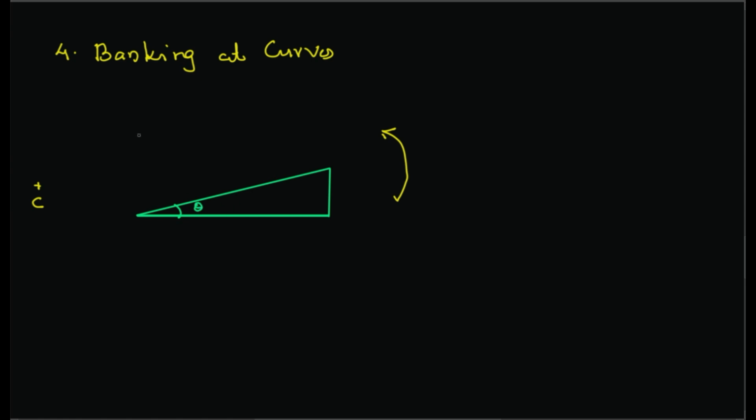Now let us draw the diagram of a vehicle taking a turn. This is just a schematic or functional diagram. It doesn't look like a vehicle. I'm trying to draw the diagram of a car. It may not look very nice, but that's irrelevant for us. It should serve the purpose.